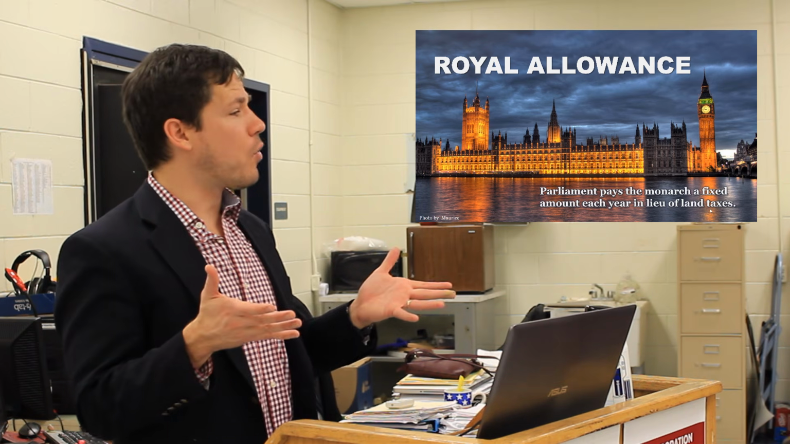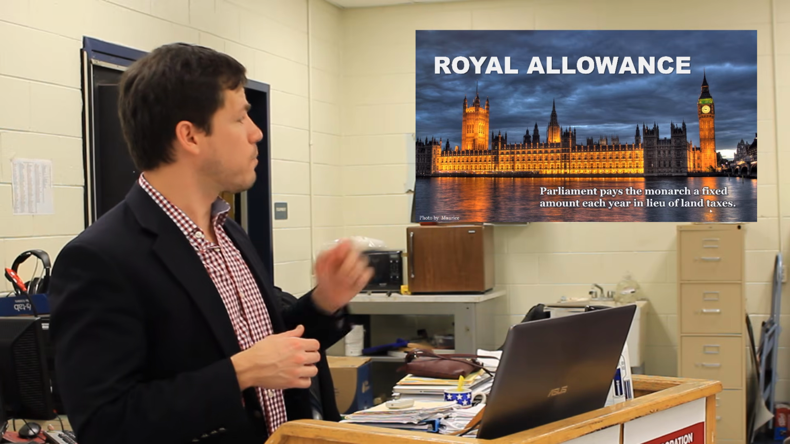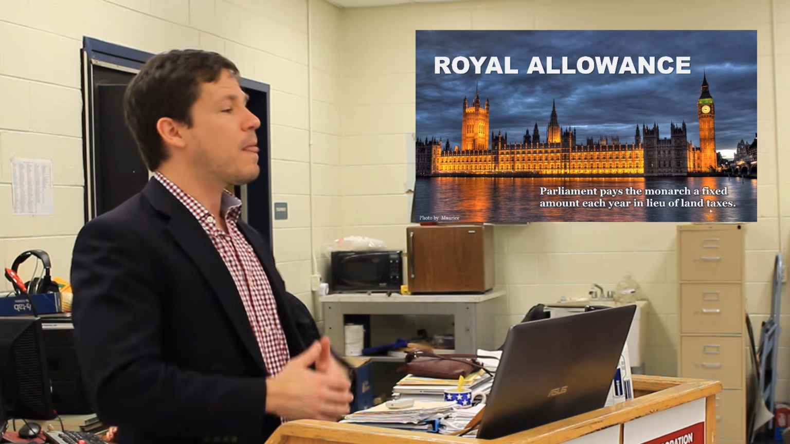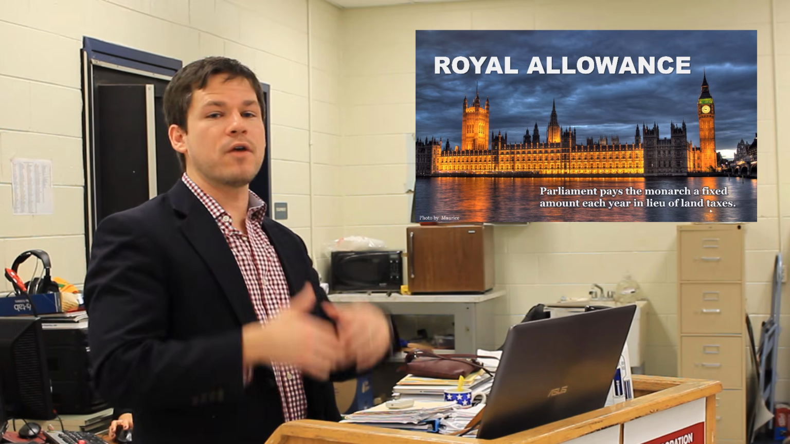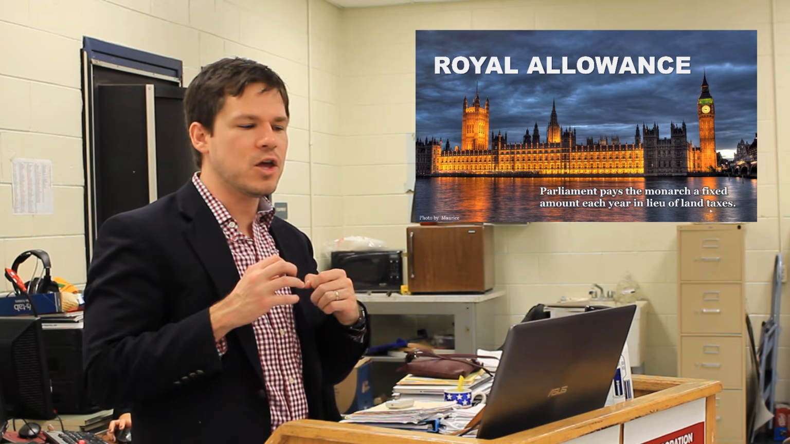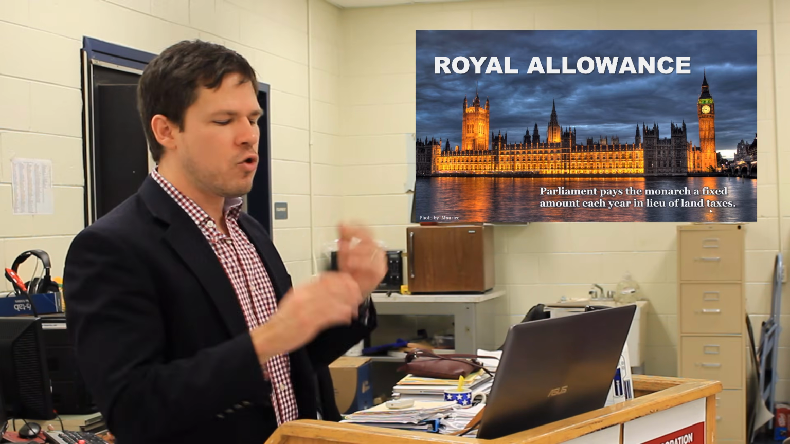Now, why is this important? This makes the monarchy dependent on Parliament for money. So Parliament will give the monarch an allowance. So this is Parliament saying, we're reining you in. We are making you accountable to us.